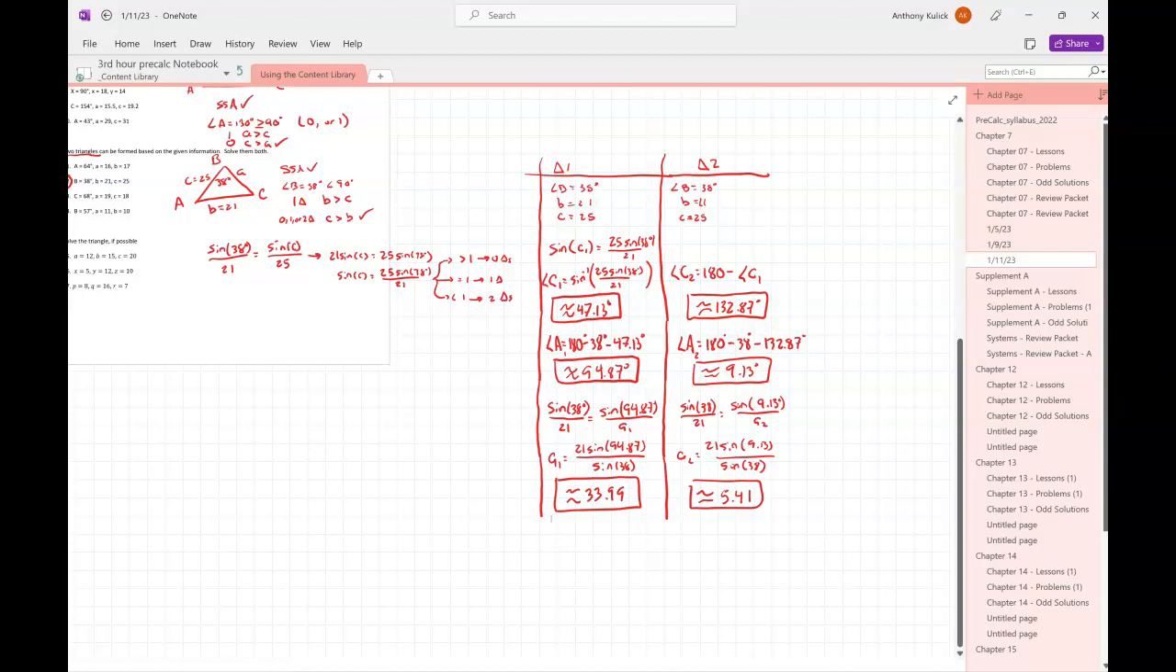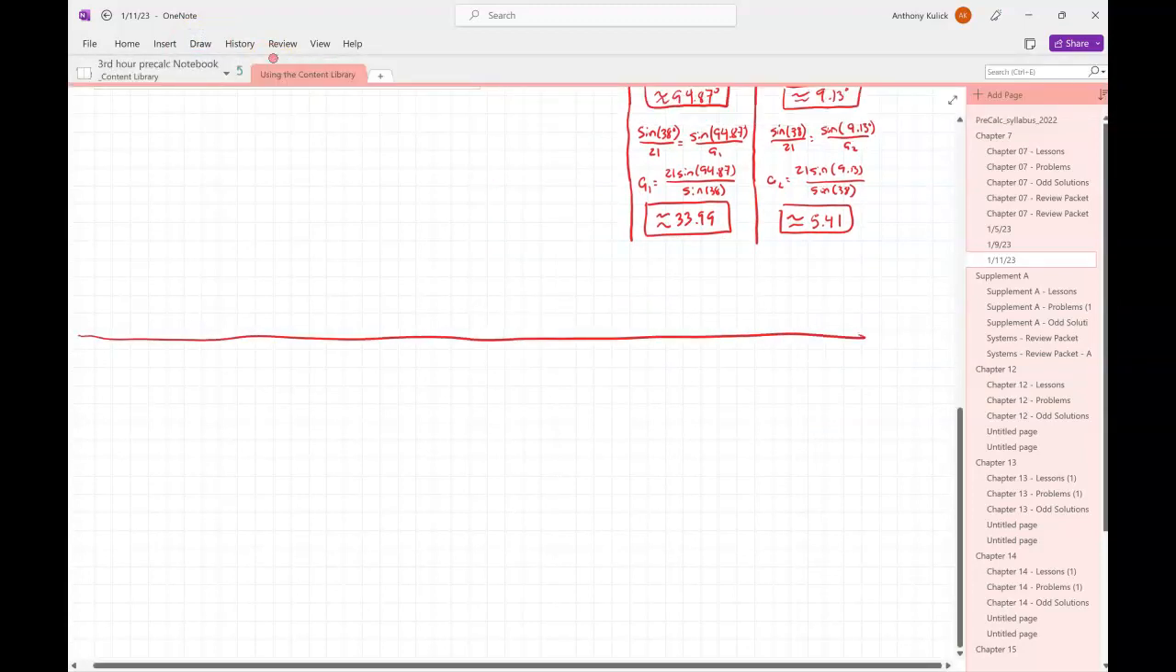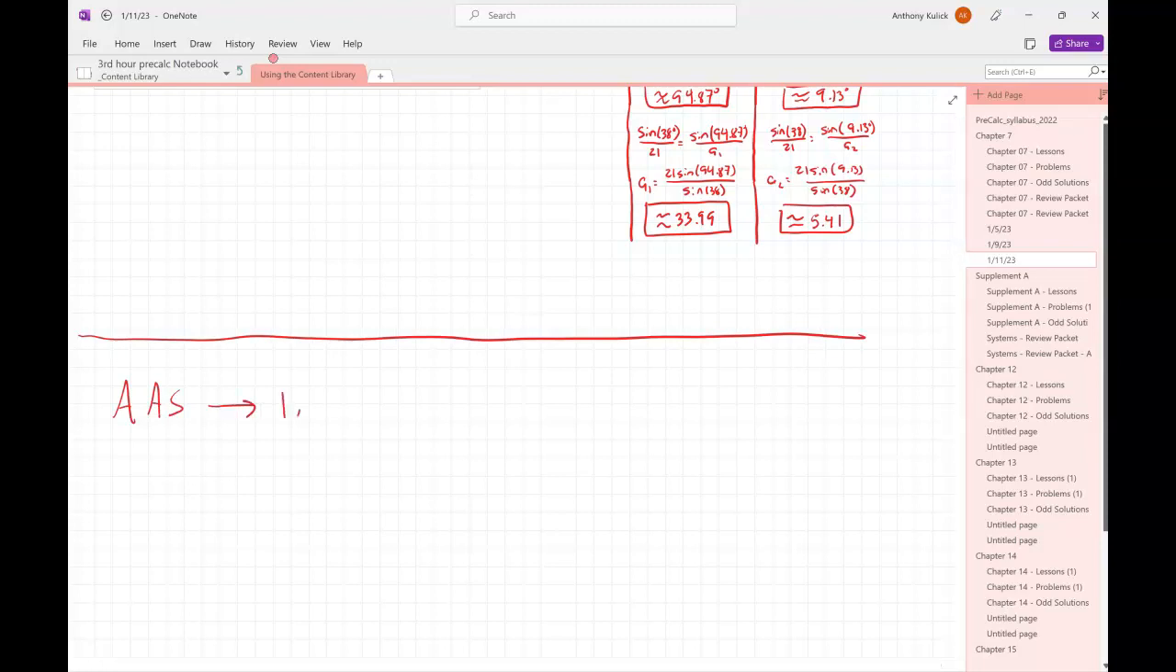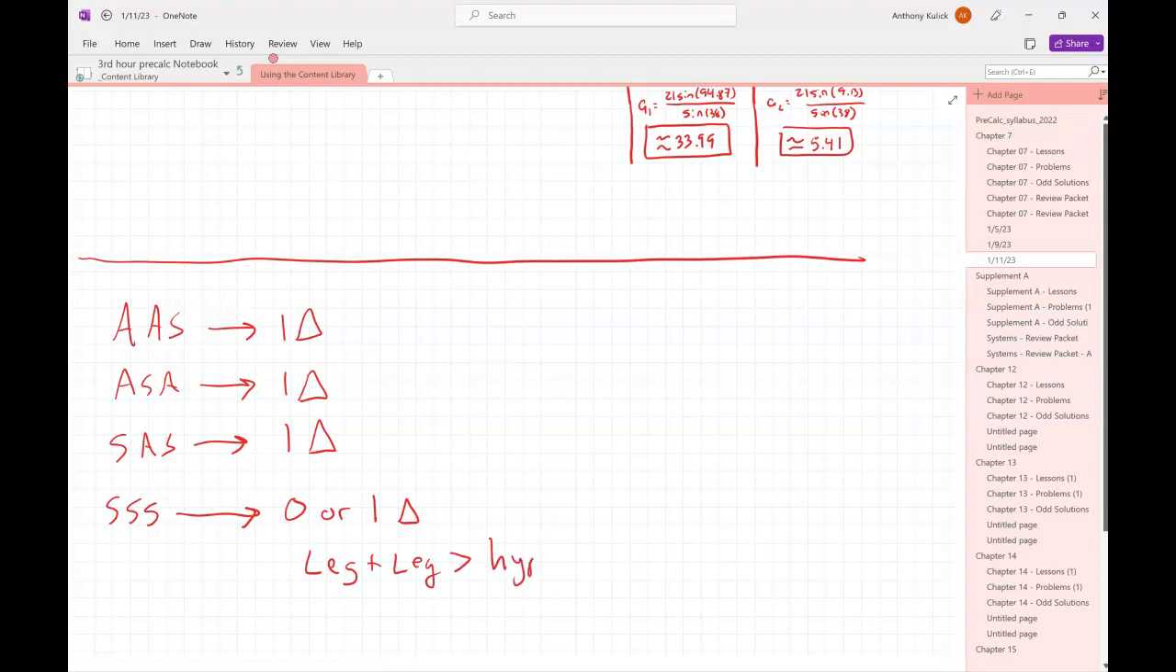How many triangles? So it depends on the situation. If I have angle-angle-side, there can only be one. If I have angle-side-angle, only one. If I have side-angle-side, only one. If I have side-side-side, I can have 0 or 1. The way you check is that leg plus leg has to be greater than the hypotenuse. That's our check. If that's true, you get one triangle. If it's false, there can be 0 triangles.